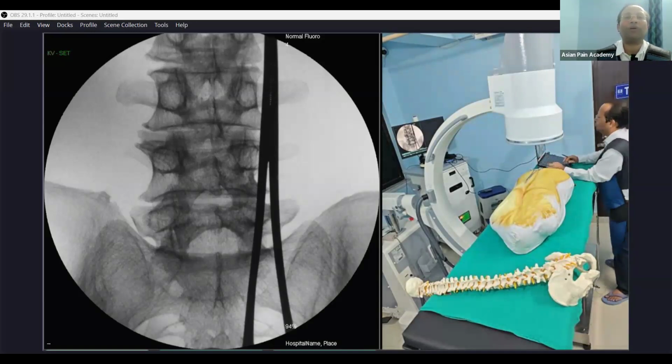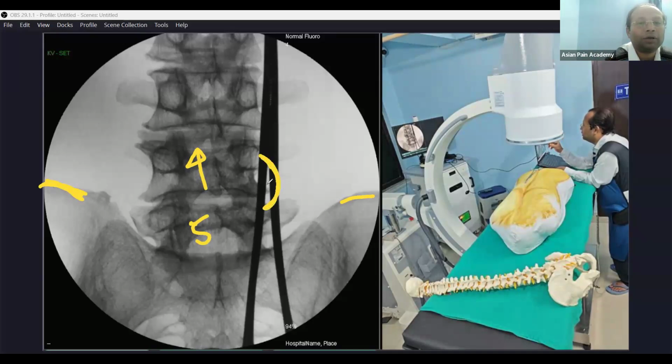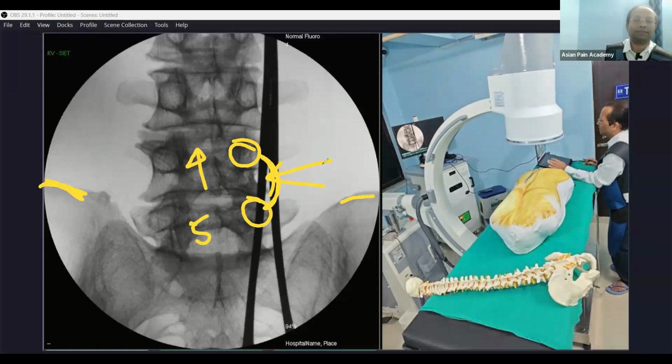So which one is the L4-5 foramen? Let us calculate. This is the iliac crest. This comes between 4 and 5. So the right L4-5 foramen means this part. Between the right L4 pedicle and the L5 pedicle, that is the right L4-5 foramen. So this is our target. This is the second step.